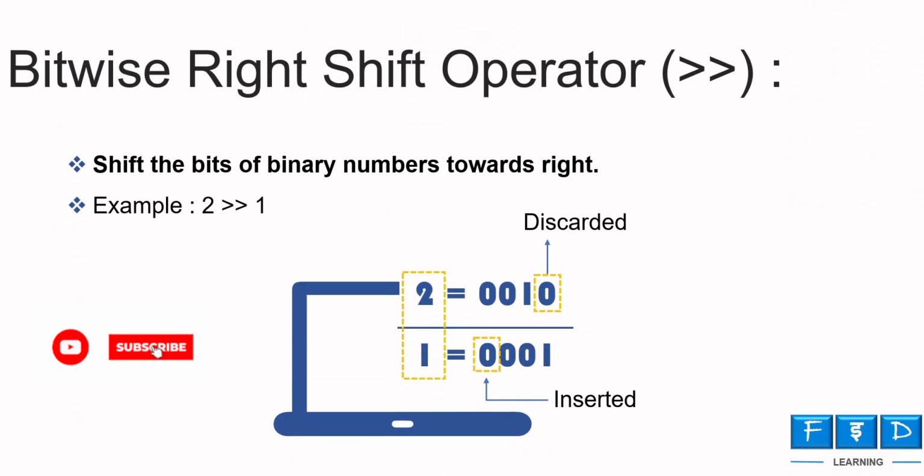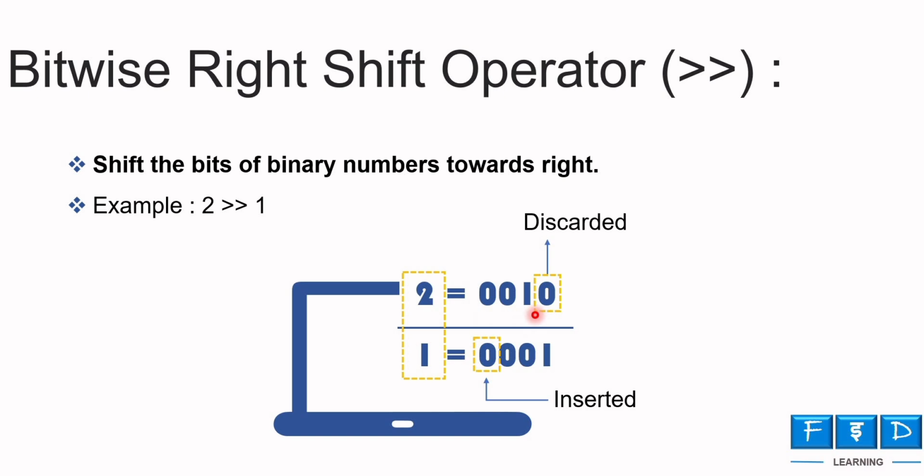Similarly, we can understand the next operator, the right shift operator. This right shift operator is indicated with this symbol, like two greater than operators. The right shift operator shifts the bits of binary numbers towards the right. Here you can see the same example. This is the left operand and this is the right operand, and in between these two operands we are using the right shift operator. The left operand is a number whose bits are being shifted, and the right operand is the number of positions to shift the bits to the right.